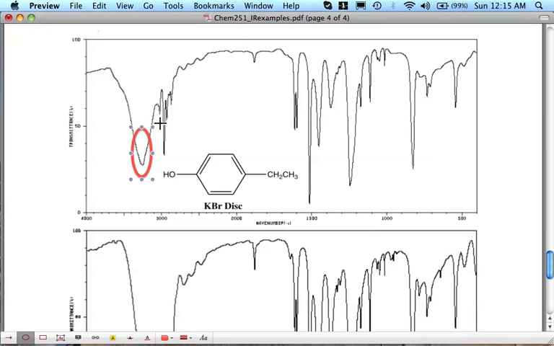Again, with aromatics, sometimes they're a little tricky to see. And those are just our normal sp3 CHs due to the ethyl group there. What about the aromatic? What do we normally look for there?